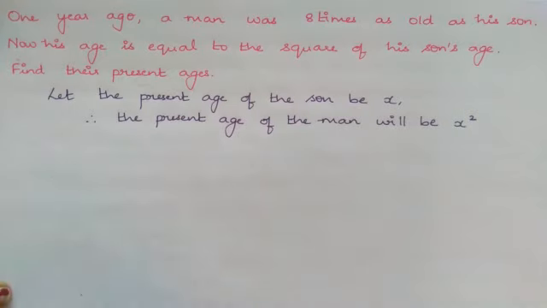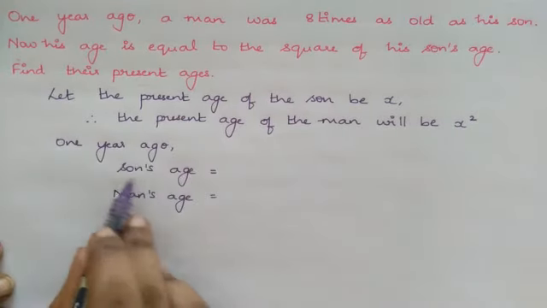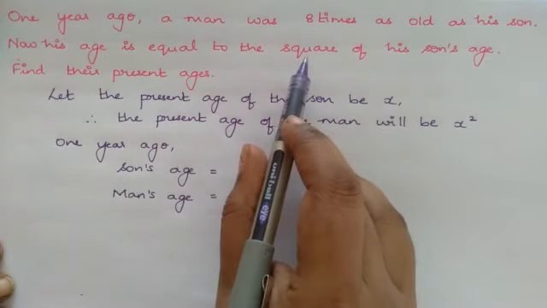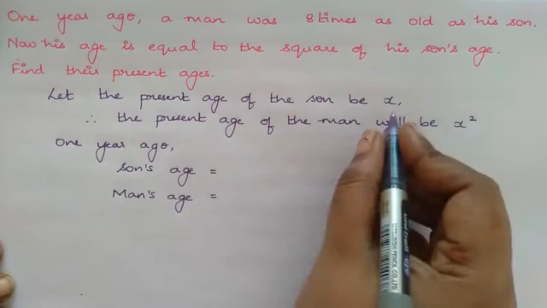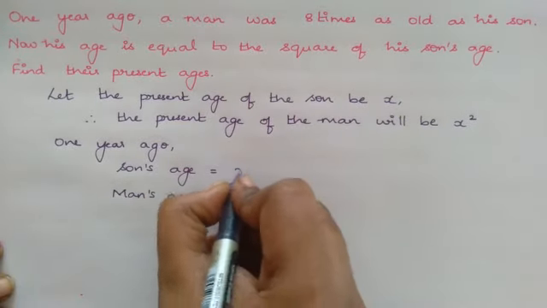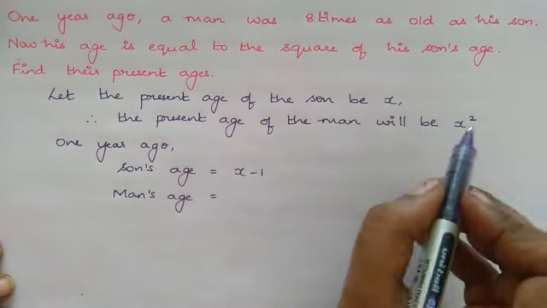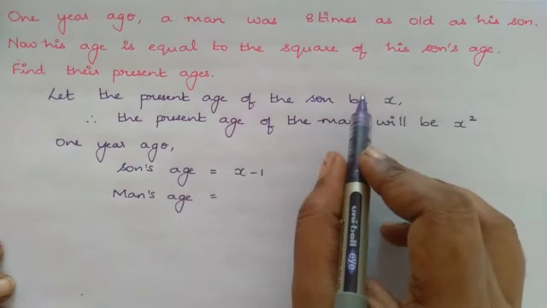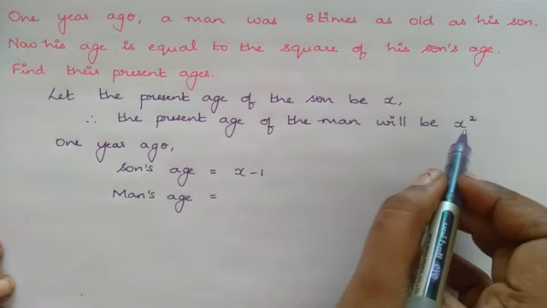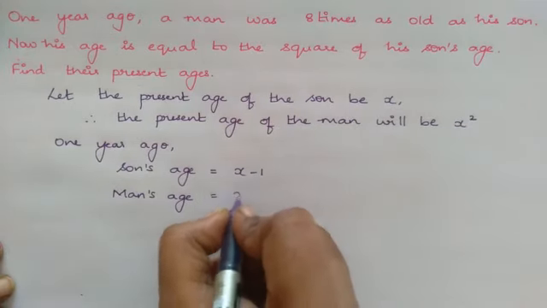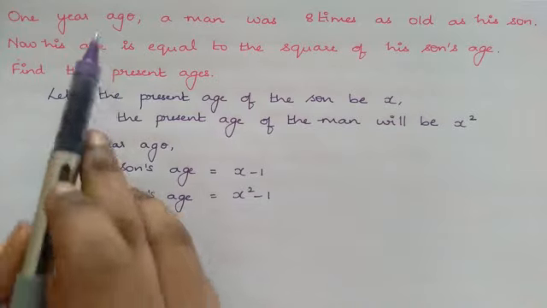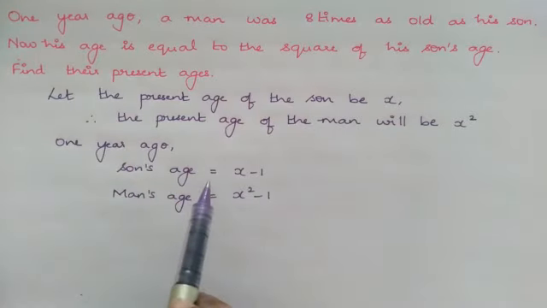1 year ago, the son's age will be: now he is 14, so previous year it will be 14 minus 1, 13. So now he is x, so previous year it will be x minus 1. Same way, if the man is 40 now, previous year he would have been 40 minus 1, 39. So now x square means 1 year ago it will be x square minus 1. So we have finalized their ages in both the tenses. Now come back to the question. 1 year ago, this is where the condition applies.